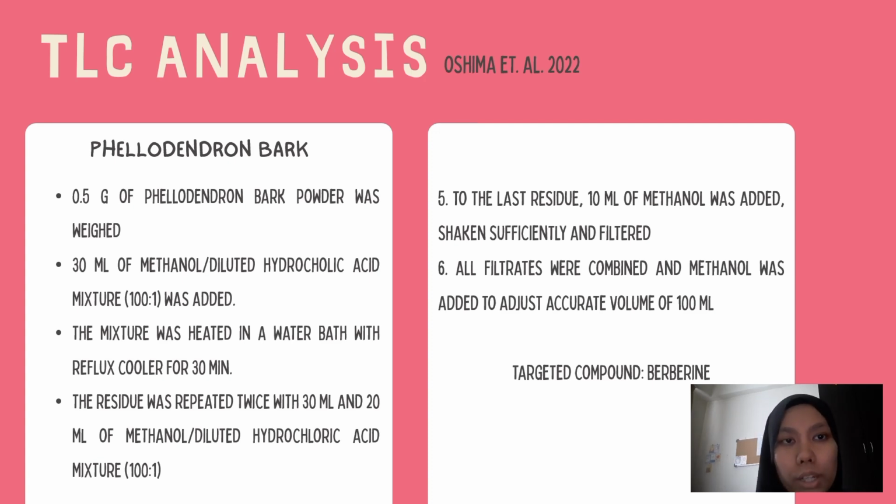And then 10 ml of methanol was added to the last residue, and it was shaken sufficiently and filtered. Then the filtrates produced were combined and methanol was added to adjust to an accurate volume of 100 ml. In this phellodendron bark, we got our targeted compound. This is berberine.